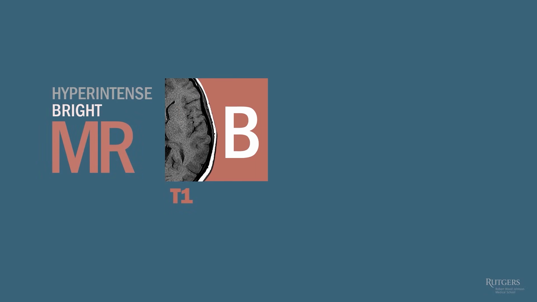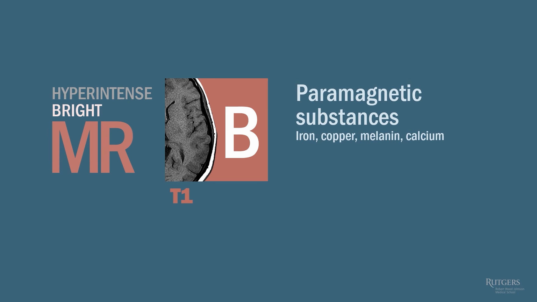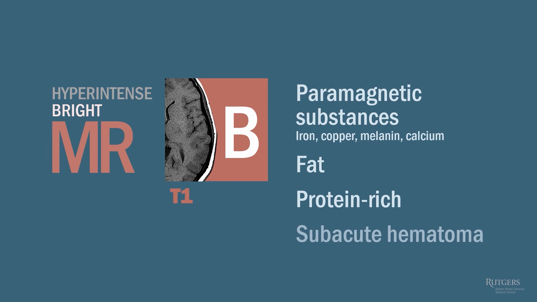Now that we discussed bright signals on T2 and FLAIR, let's quickly mention bright signals on T1. Generally, bright signal on T1 is caused by paramagnetic substances like iron, copper, melanin, calcium, fat, protein-rich lesions, and subacute bleed.